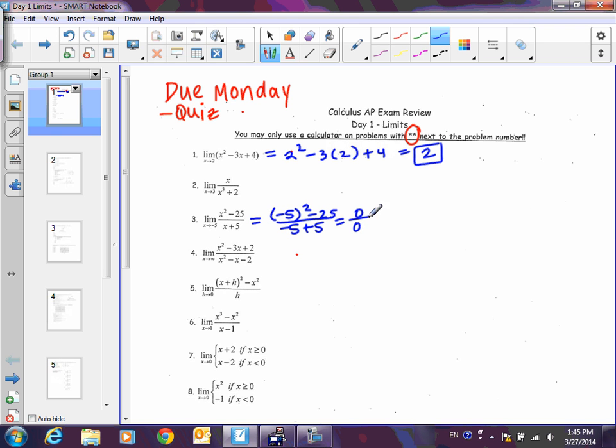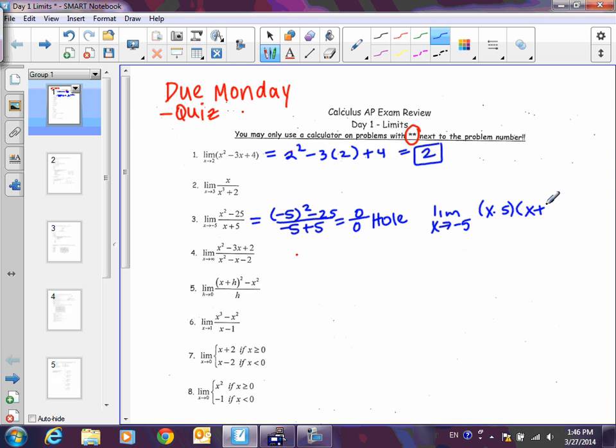Okay? Graphically, 0 over 0 is a hole, and we know we can have a limit at a hole. If we were to have like 4 over 0, that would be a vertical asymptote, which does not have limits. It has one-sided infinite limits, but it doesn't have a limit. All right, so what we need to do here is we need to redo the limit, but algebraically remove this hole. And the easiest way to do that on these problems is factoring.